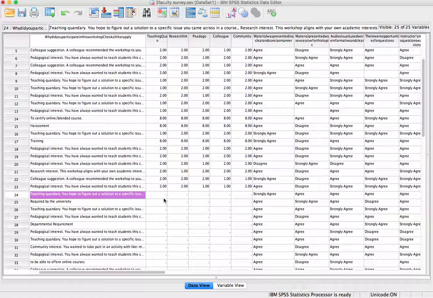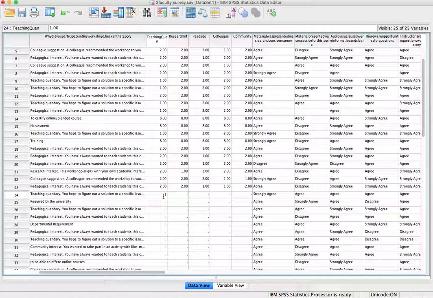Okay, so for this person, we're going to put 1 for yes, it was a teaching quandary, 1 for they had a research interest, and 2 for no, there wasn't anything pedagogical about it, and a colleague suggested yes, and a sense of community, no. So that's all there is to entering your variables or your multiple response sets.